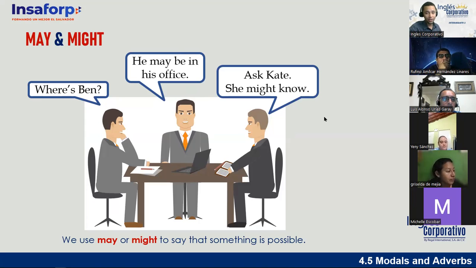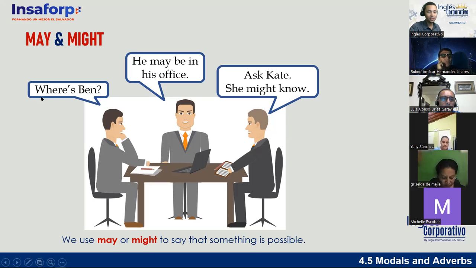And the other guy says, ask Kate, she might know. We use may or might to say that something is possible. We are not sure. We only express that it is possible, all right?